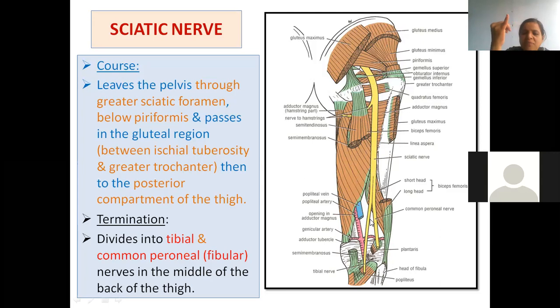I am naming them. We have semimembranosus, semitendinosus, biceps femoris, which has a short head and long head, and adductor magnus, which is also seen in the posterior compartment. Why should we remember these four names? Because the sciatic nerve, when it is entering into the posterior compartment of the thigh, supplies these four muscles. I'm naming once again: semimembranosus, semitendinosus, biceps femoris, and adductor magnus. These are the four muscles which are supplied by the sciatic nerve.